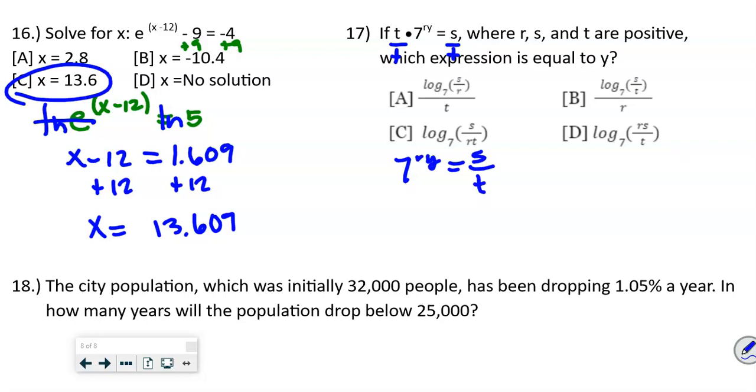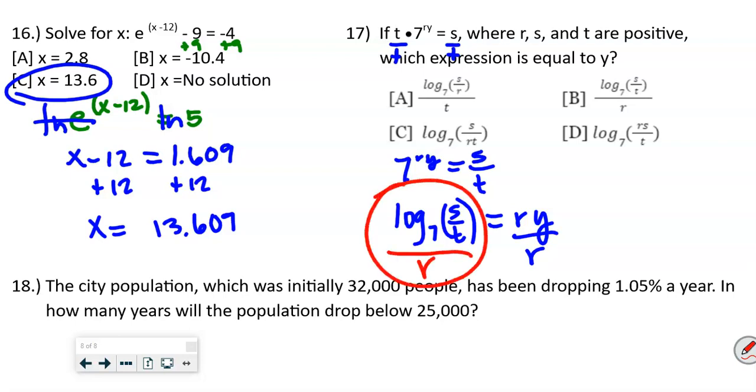Now we're going to write this as a log, okay? So we're going to say the log base 7 of s over t, because you remember we take whatever was over there on the other side, right? And that's equal to our ry. So what would we do to get y by itself? We would divide by r, right? Divide both sides by r. So that is our answer right there. So log base 7 of s over t, over r. That's our answer right there, okay?